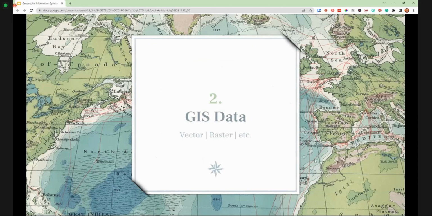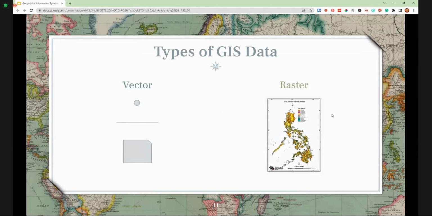All right, so we are going to talk about GIS data and what these are. There are actually two types of GIS data that you only need to remember. I remember this specific question showed up during my exam when I took it in 2014. So there are two types of GIS data. The first one is vector, and the second one is raster.